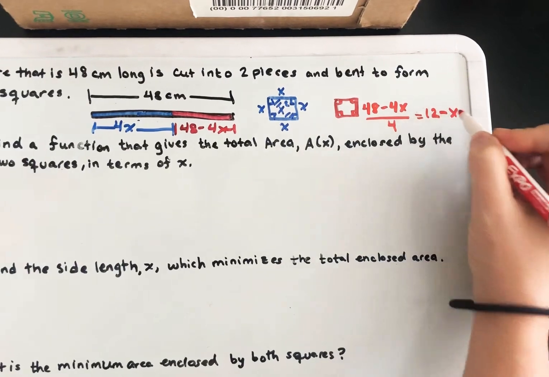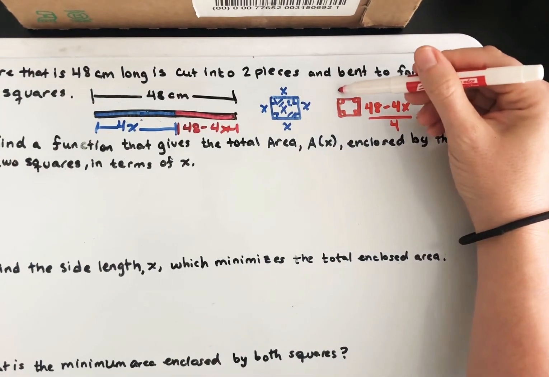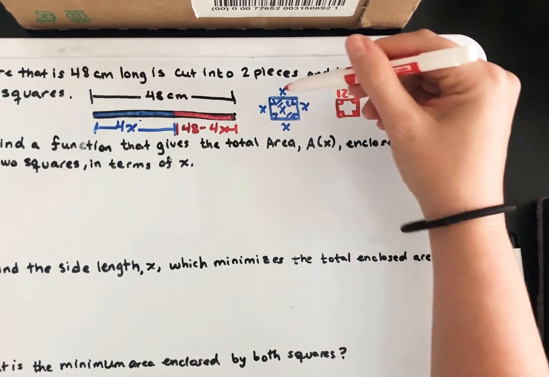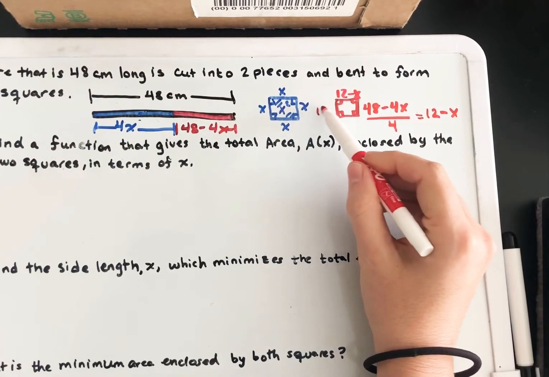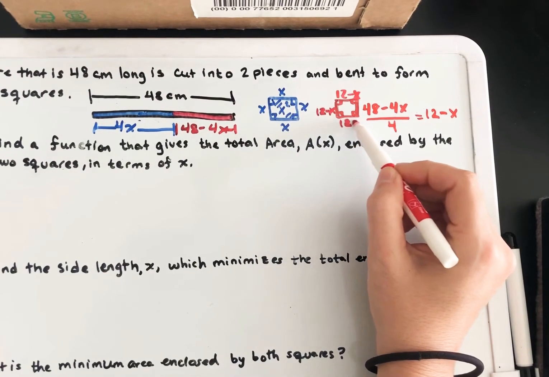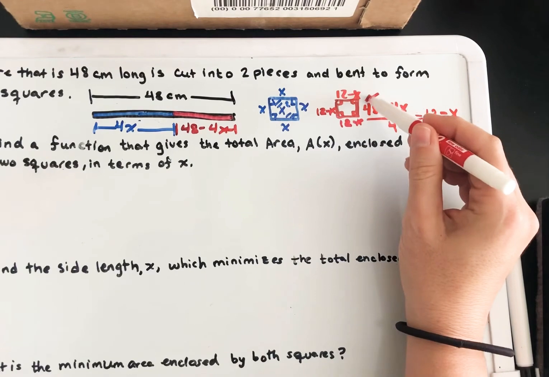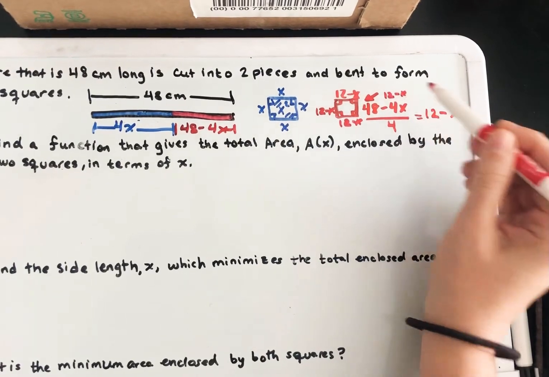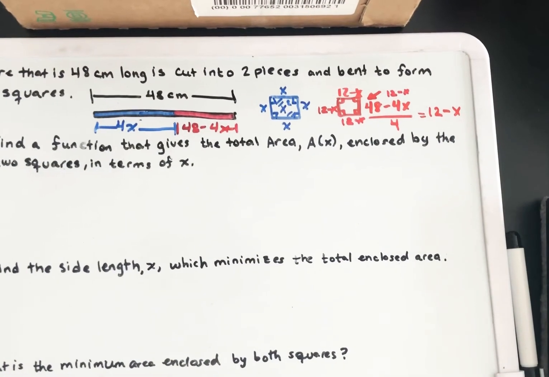or negative x. So each side here would be 12 minus whatever that distance was. 12 minus x, 12 minus x. And again here, this is 12 minus x. And you can see if that makes sense, right?